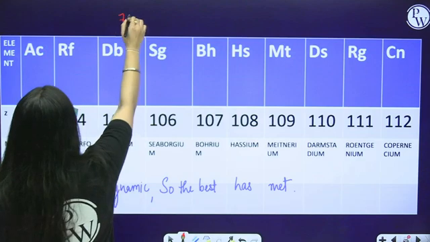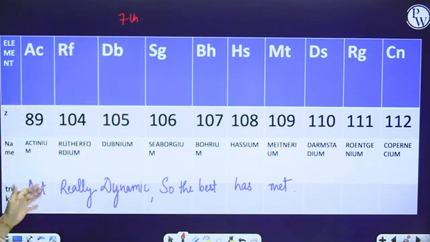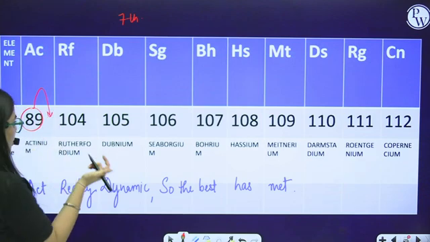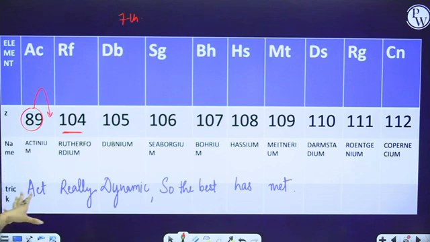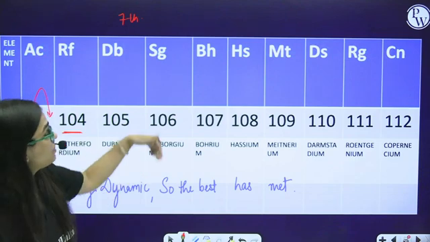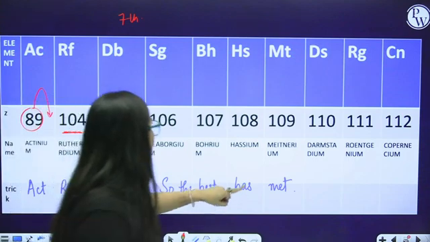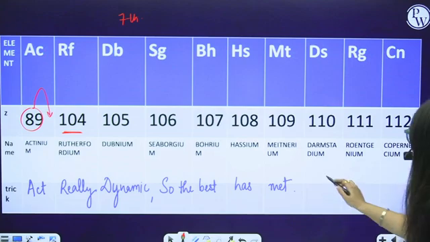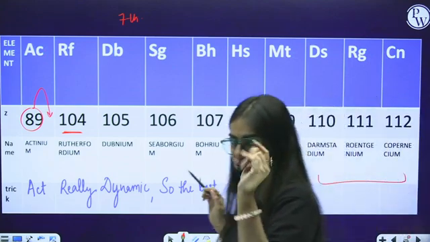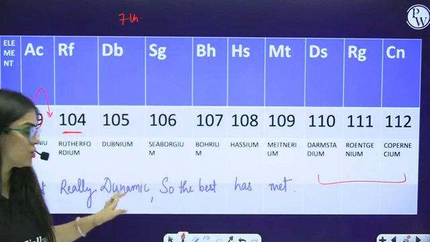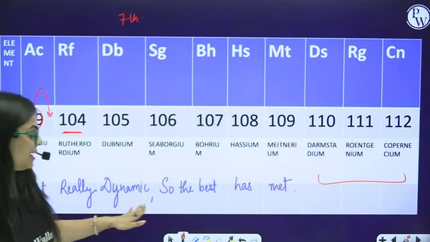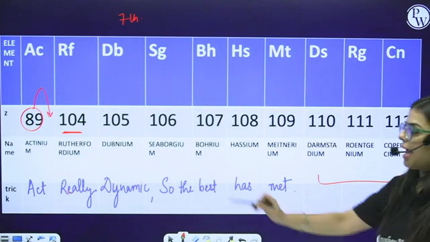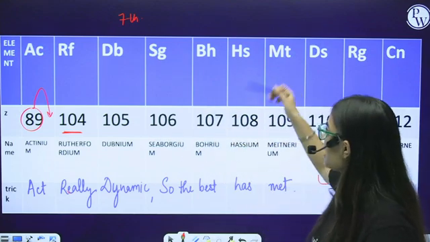Now comes period number 7. It is basically again the same trend. After 89, you shall be observing elements in another series, that is the actinoid series, and then comes 104. So we have actinium, rutherfordium, dubnium, seaborgium. Now only we have done Sg 106, right? And then comes bohrium, hassium, meitnerium. These are the elements more than 100, and for those we have already done the nomenclature, right guys? So basically it is: act really dynamic, so the best has met. This is going to be the trick for this period. Clear everyone? Act really dynamic, so the best has met.